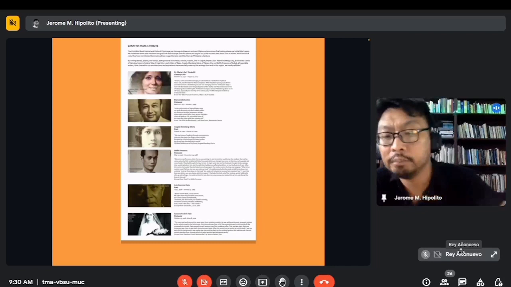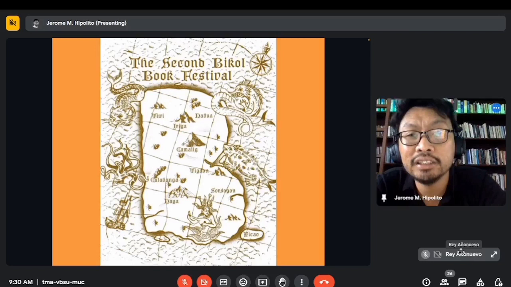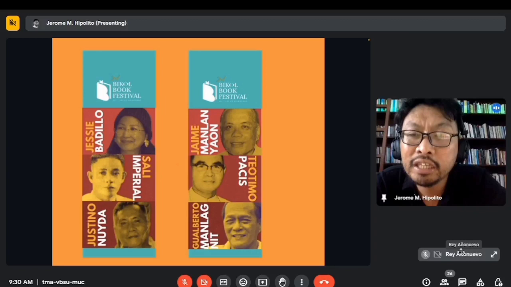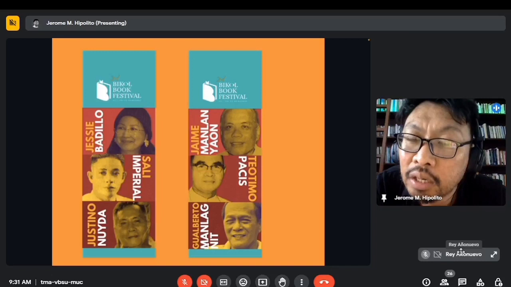Okay, here's the design of the second Bicol Book Festival. Just this year, we went even as far as Tikau, Masbate. So here's the writers that we honor this year. Of course, I have to include Jaime Malanyaon, no? So a Bicol historian, who's from Calabanga.